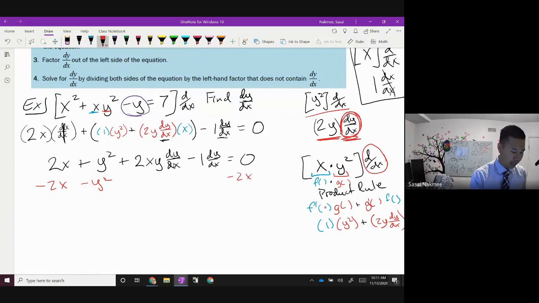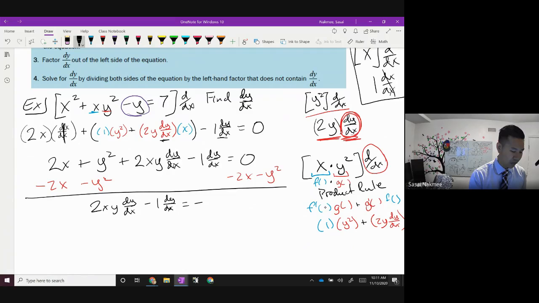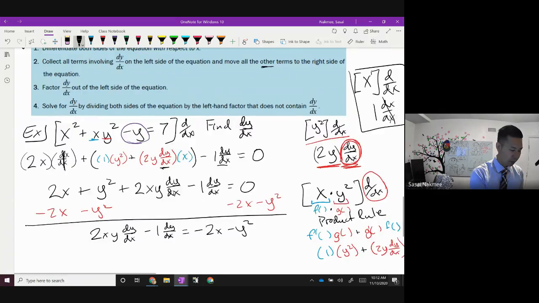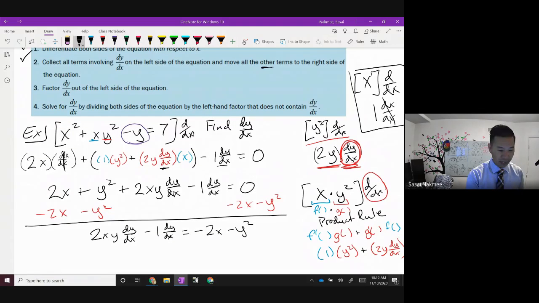That's the only thing that doesn't have a dy dx. Everything else gets to stay at this party. It's become exclusive only for dy dx's. So when you simplify this out, I end up with 2xy dy dx minus 1 dy dx equals negative 2x minus y squared. Now, if you write it as minus y squared minus 2x, that works as well. A negative y squared minus 2x, if you want to write it that way, that works as well. But that's step 2. Done. Get all the dy dx's on one side, get everything else that doesn't have a dy dx on the other side algebraically.